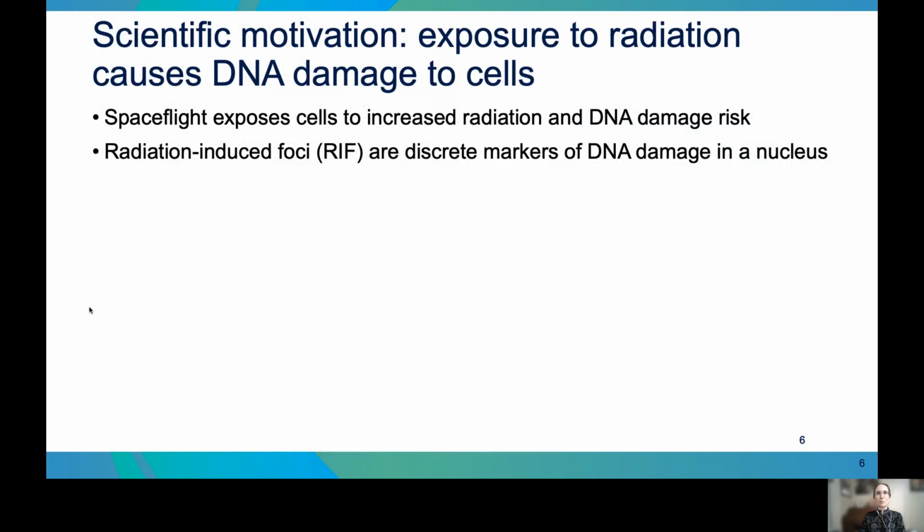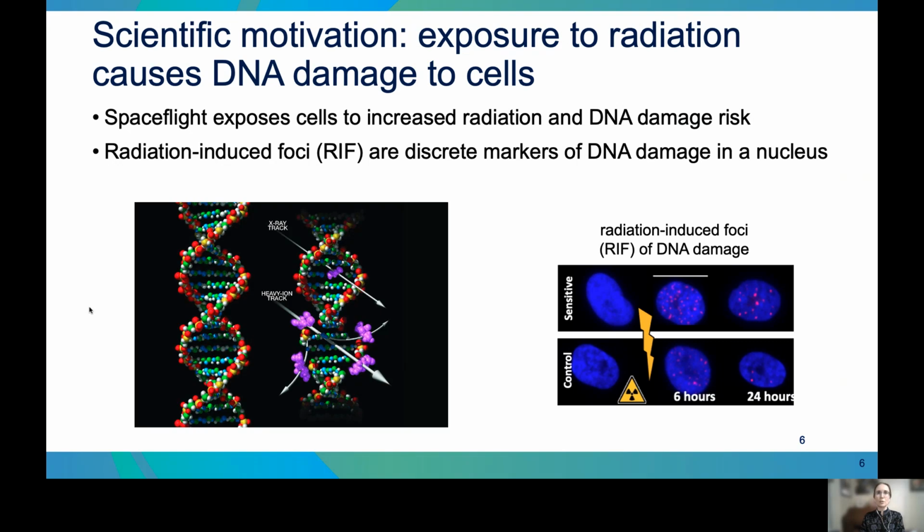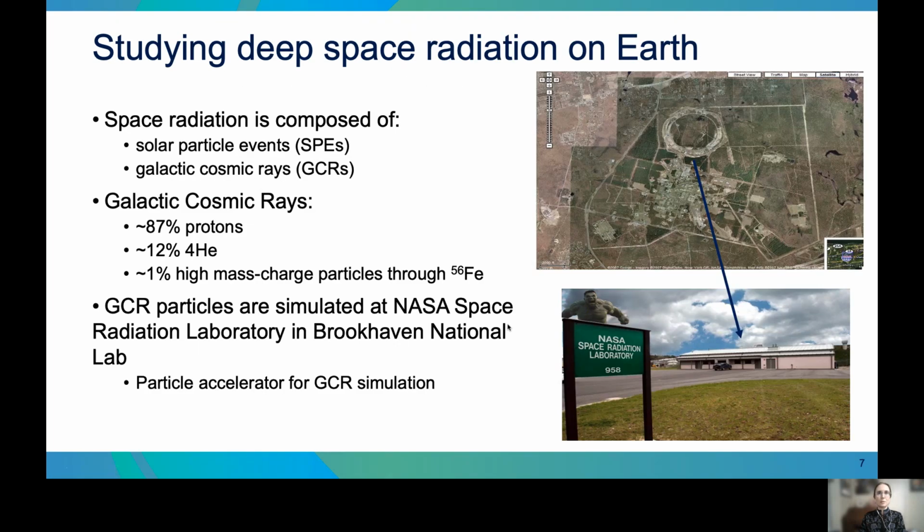The scientific motivation for this data set is that exposure to radiation causes DNA damage to cells. And we know that spaceflight exposes cells to increased radiation and DNA damage risk. We can analyze this risk by looking at radiation-induced foci, which show up as discrete markers of DNA damage in a nucleus. We can study deep space radiation on Earth without needing to send samples to space, and in this way we can generate larger data sets.